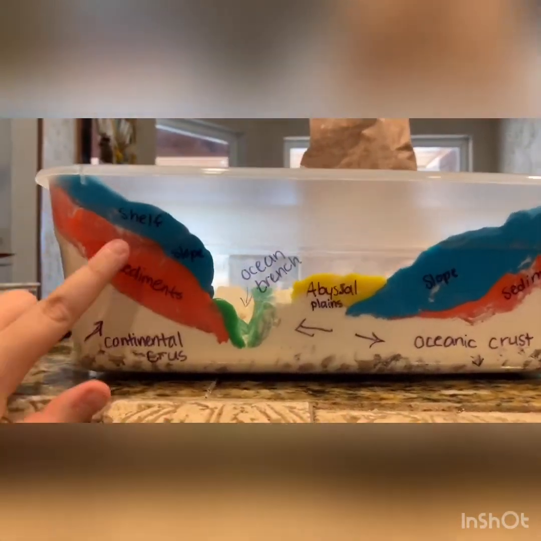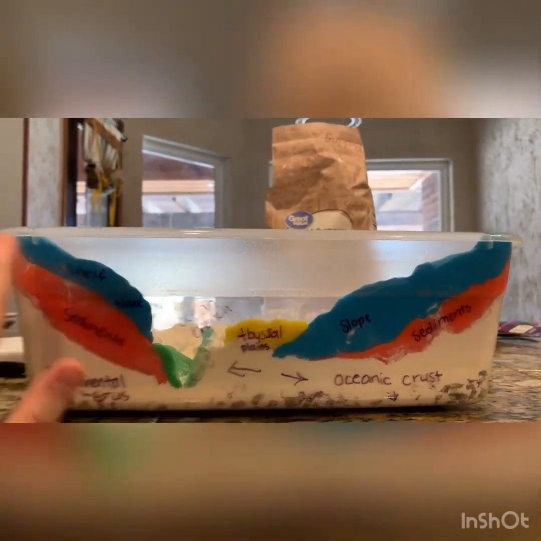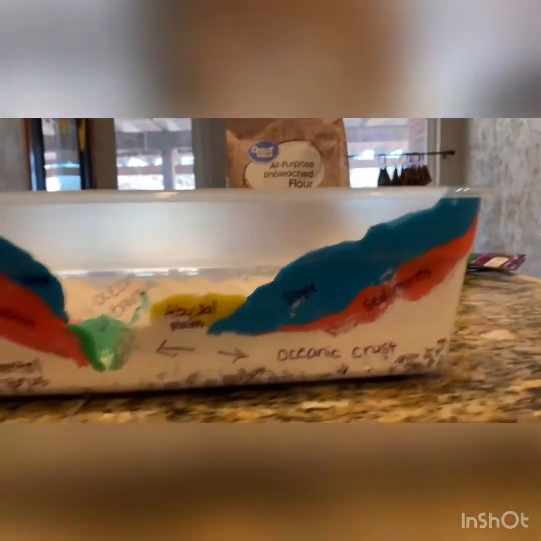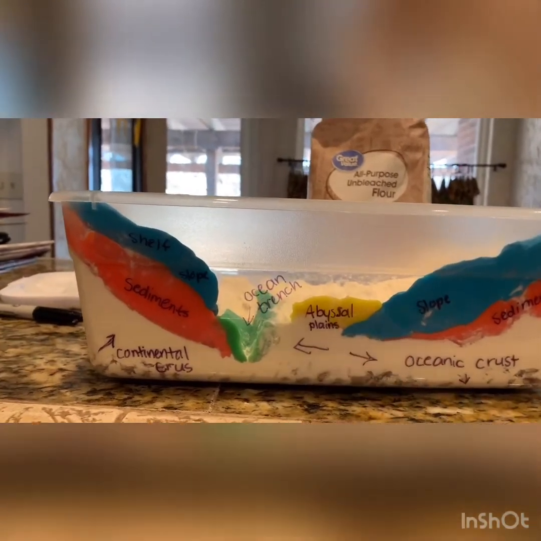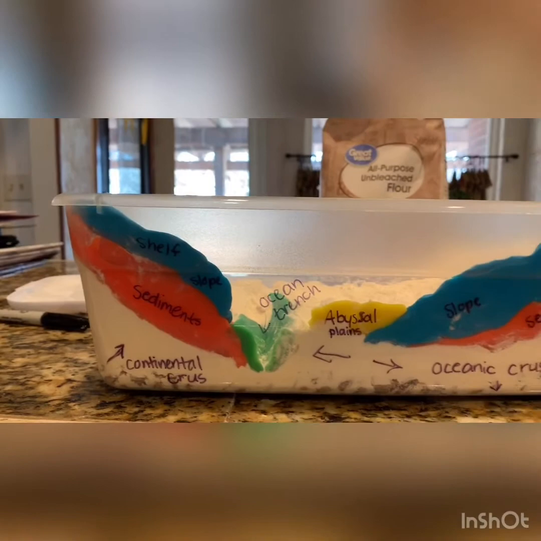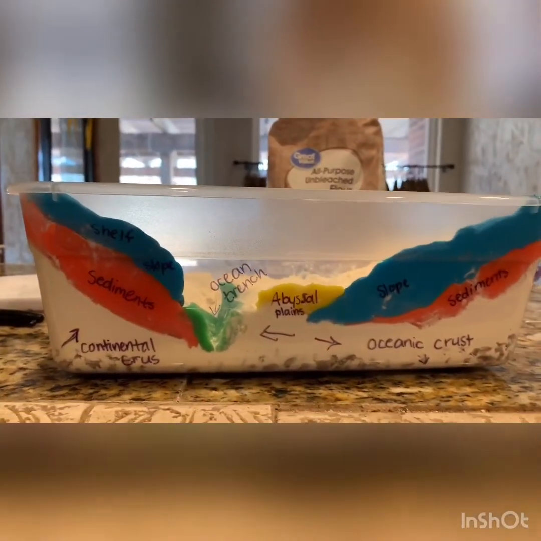And then right here we have the sediments above on the shelf and the slope. So this is our continental margin right here. And then we also have a continental margin over here as well, and that also has our sediments and our slope. The yellow is going to be our abyssal, I think I'm saying that right, plains. So basically what's in between all of these things. And then we have an ocean trench right here.